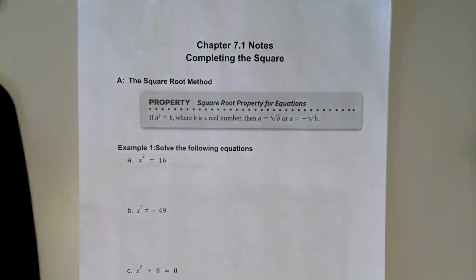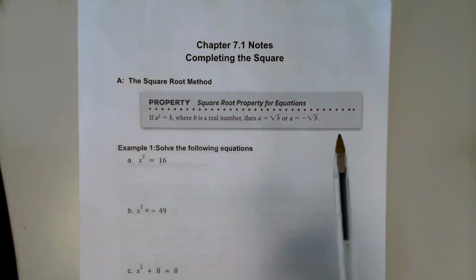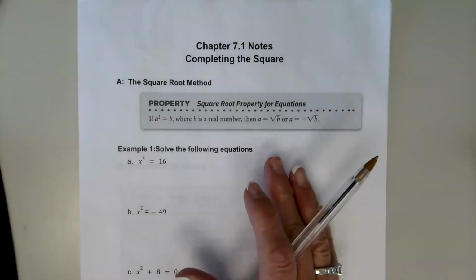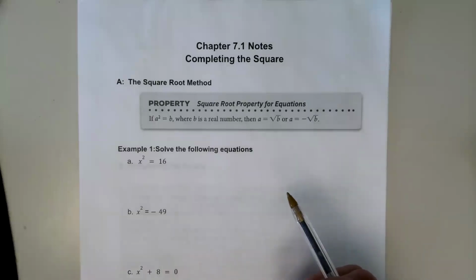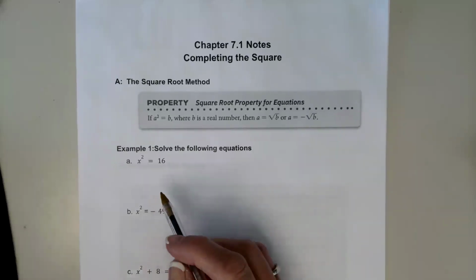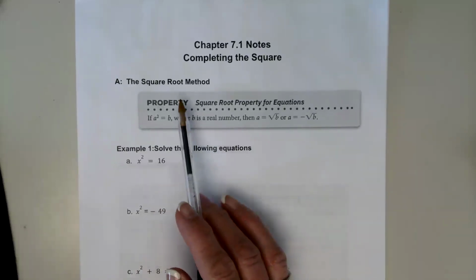Welcome back for the videos for chapter 7. We are going to take what we learned about square roots in previous chapters and combine them for some necessary things in looking at quadratic equations. So the first thing we need to know is the square root method.